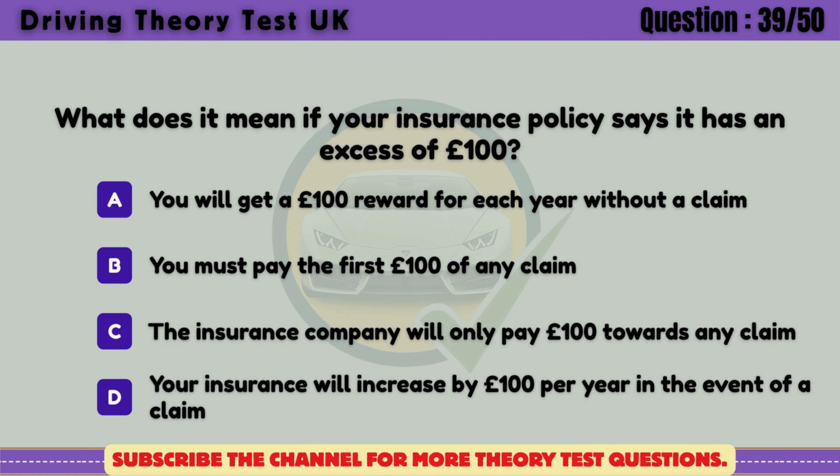Question 39. What does it mean if your insurance policy says it has an excess of £100? Option A. You will get a £100 reward for each year without a claim. B. You must pay the first £100 of any claim. C. The insurance company will only pay £100 towards any claim. D. Your insurance will increase by £100 per year in the event of a claim.